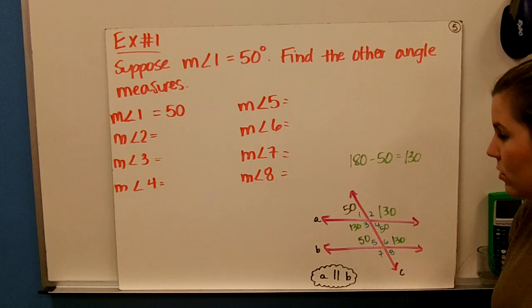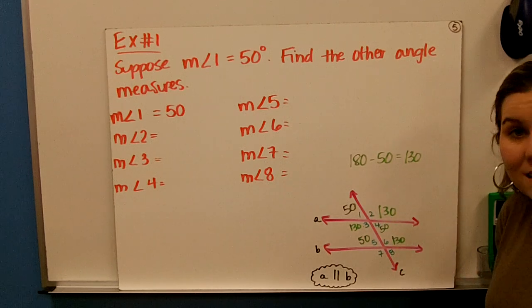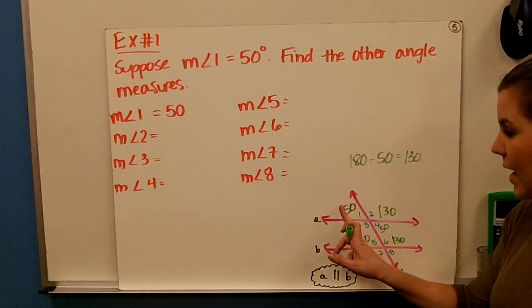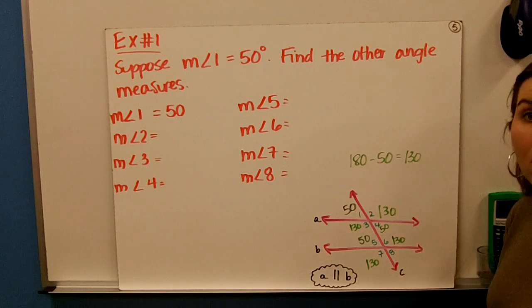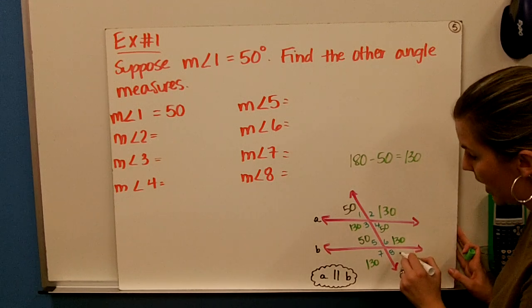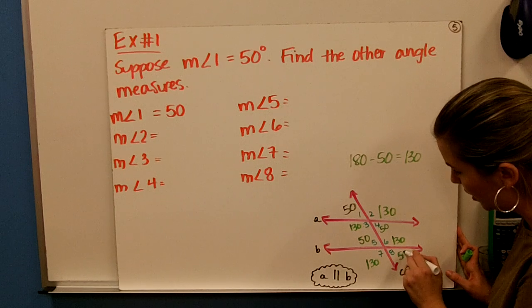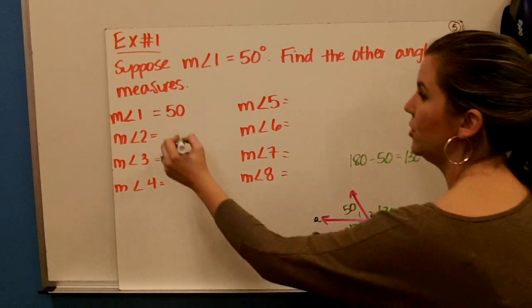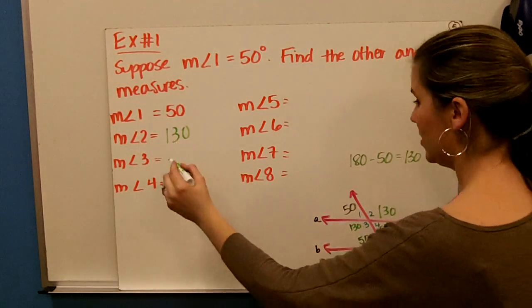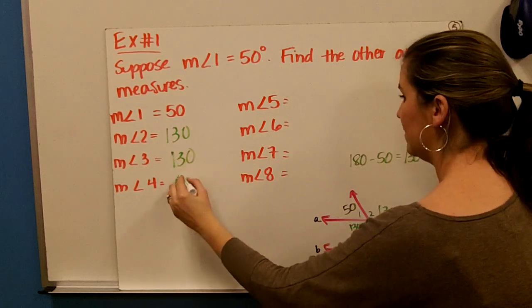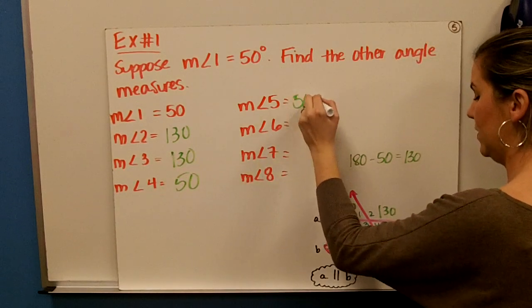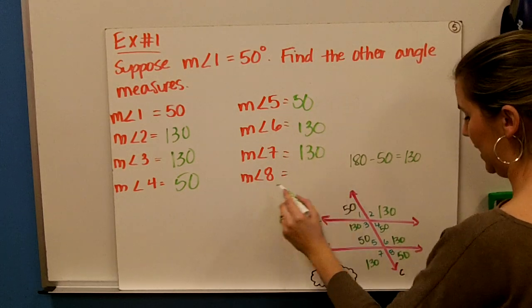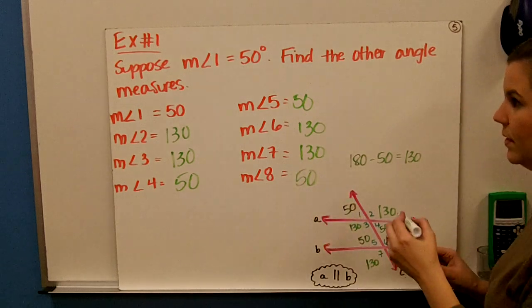Angle 2 and angle 7 are alternate exterior angles, and those are congruent. And angle 1 and angle 8 are alternate exterior angles, and those are also congruent. All right, so we can sum this up. Measure 2 was 130. Measure 3, 130. 4 is 50. 5 is 50. 6 is 130. 7 is 130. And 8 is 50. And these are all in degrees.